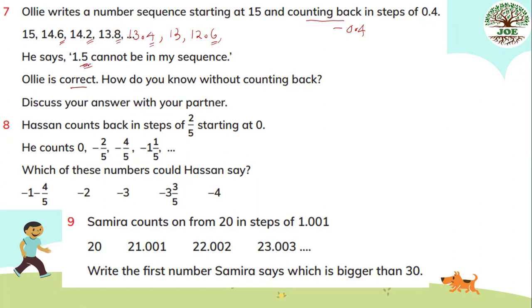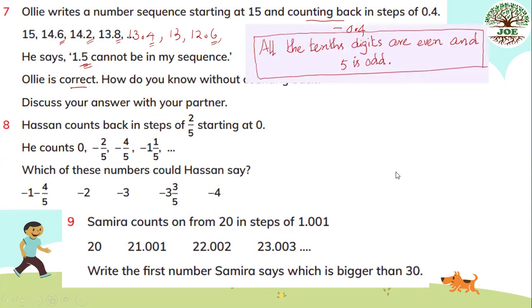1.55 is odd. So 1.5 cannot be in this sequence because the tens place must always be even. So our answer is: all the tens digits are even and the 5 is odd. So what Oli says is correct.